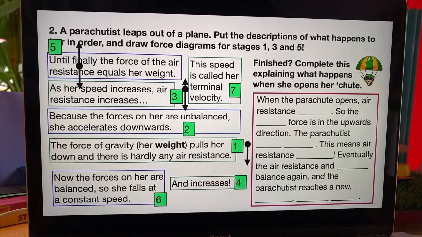Okay, now for the fun bit. When the parachute opens, air resistance increases. I mean, you probably knew that, right? When the parachute opens, air resistance increases.